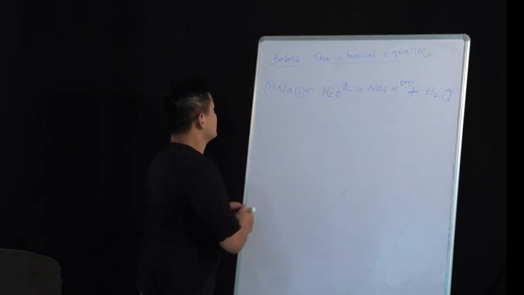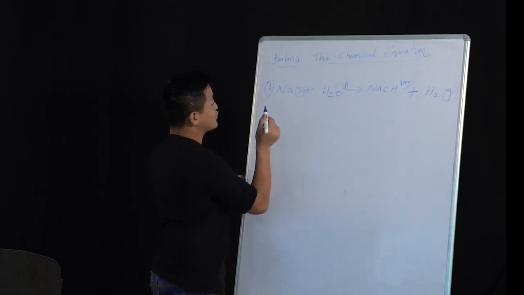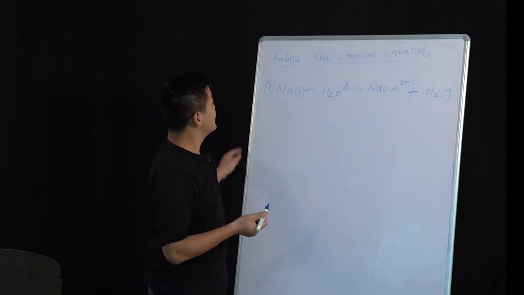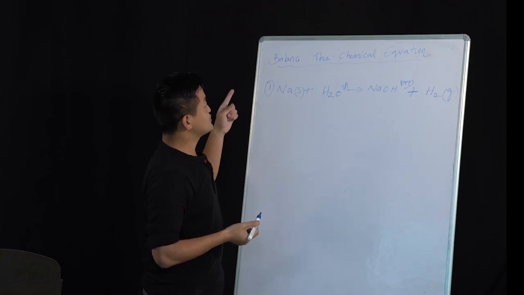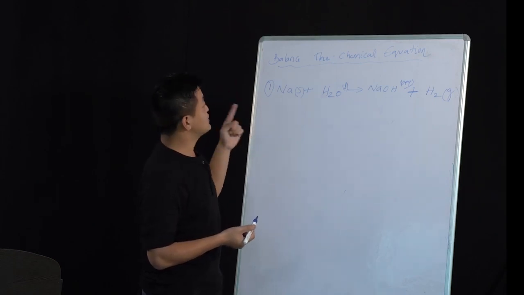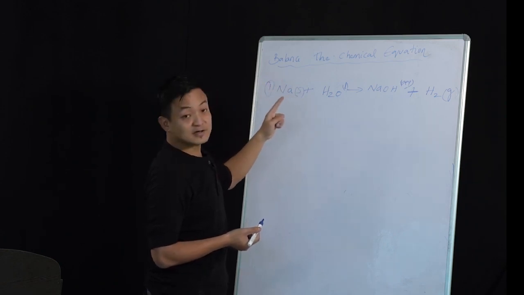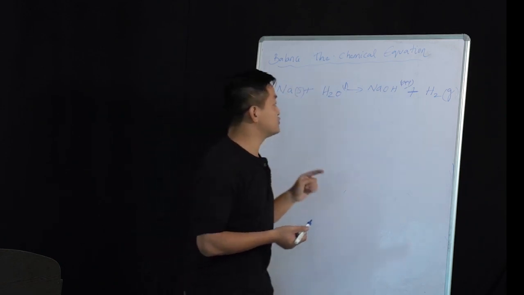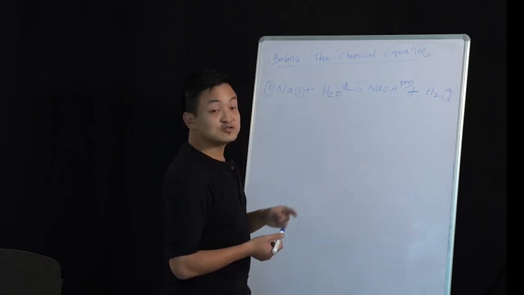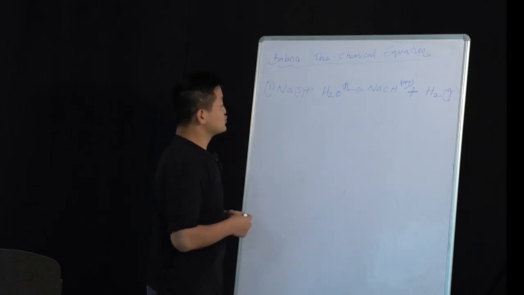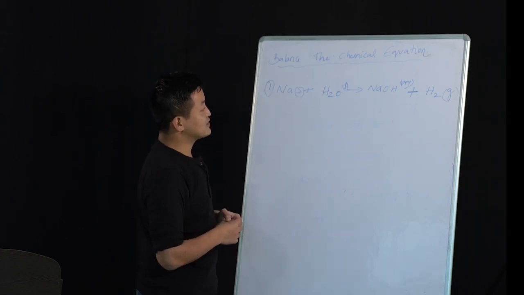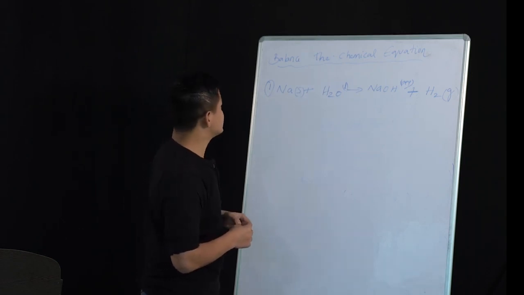Clear? So let me just read out the question for the listeners as well. The question that I gave was to balance the chemical equation for sodium plus water, H2O, giving sodium hydroxide and hydrogen gas in the product. So in the product, we have sodium hydroxide and hydrogen gas.